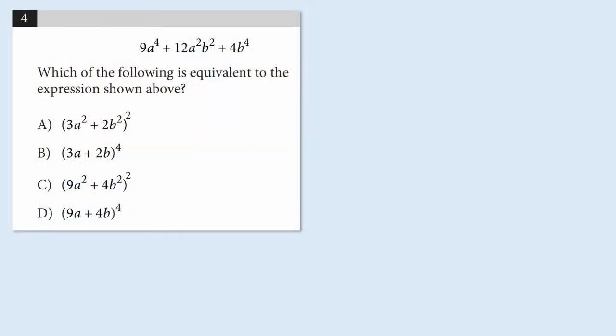This multiple choice problem comes from the College Board, from section 3 of the SAT test, which does not allow calculators. And the question asks, which of the following is equivalent to the expression shown above? So have a look at this and take a minute to see what you can do. It's okay if you're not sure how to approach the problem. You can even just take a guess. And then we'll take a look at it together.